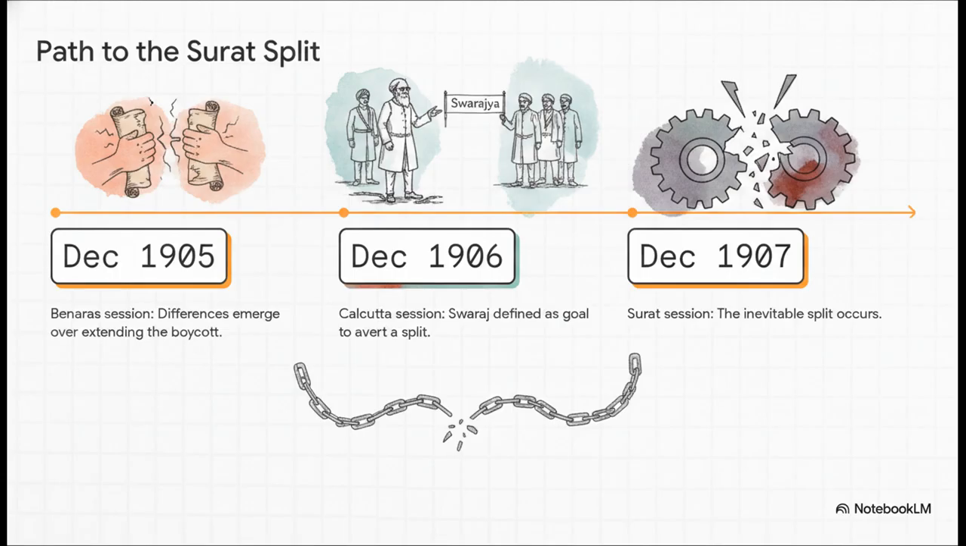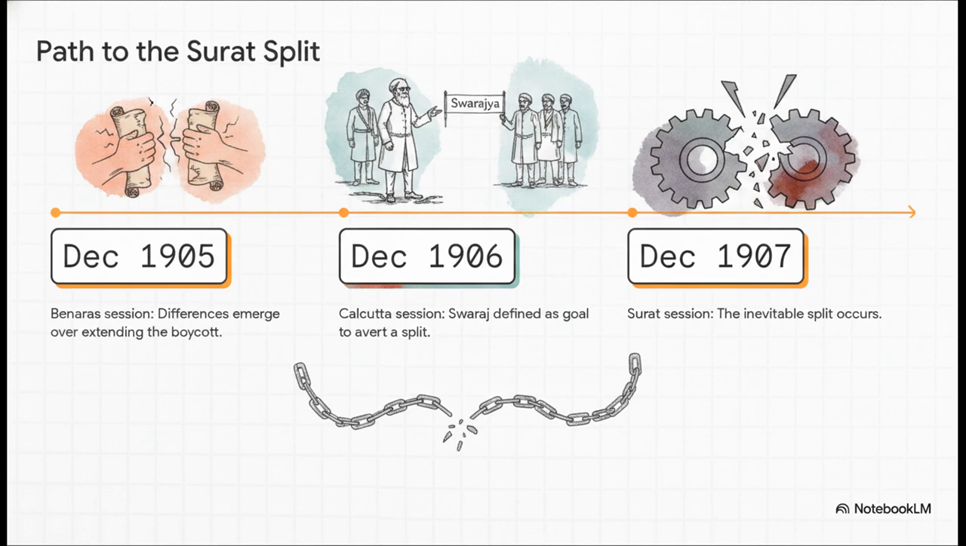The very next year, 1906, in Calcutta, things really heated up. To appease the militants, the widely respected Dadabhai Naoroji was elected president, and the goal of the Congress was officially defined as Swaraja. But here is the catch. They didn't actually spell out what Swaraj meant. They left it totally open to interpretation.